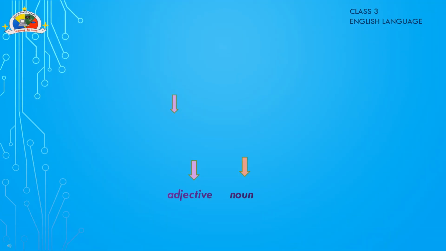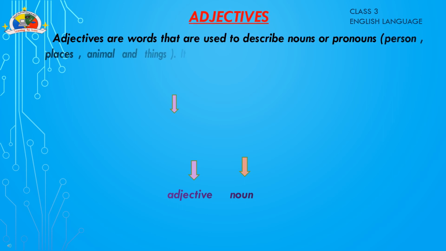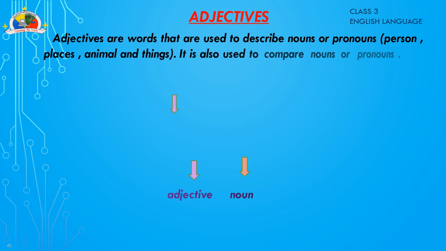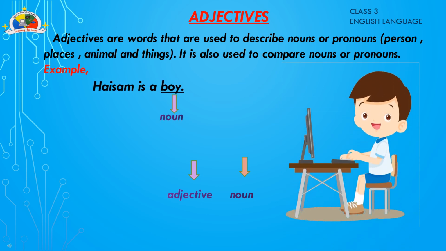First, let's take a recap of what is an adjective. Adjectives are words that are used to describe nouns or pronouns. It is also used to compare nouns or pronouns. For example, Handsome is a boy. Here, boy is a noun as it refers to a person. Handsome is an intelligent boy. Here, the word intelligent tells us more about the noun boy, or it describes the noun. So, intelligent is a describing word and it is called an adjective.